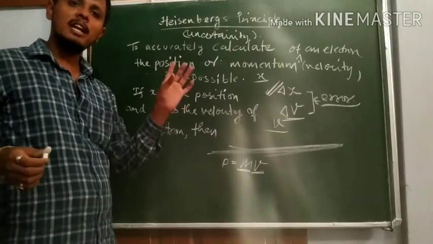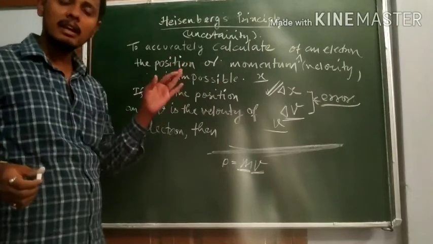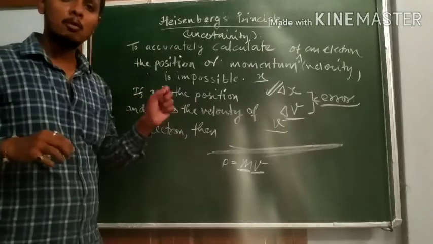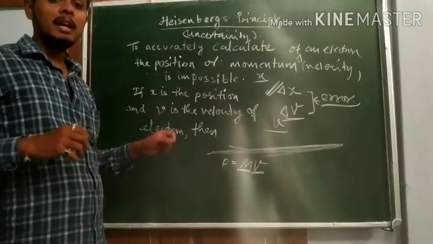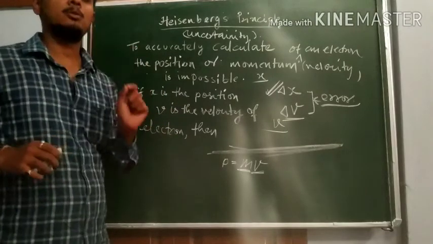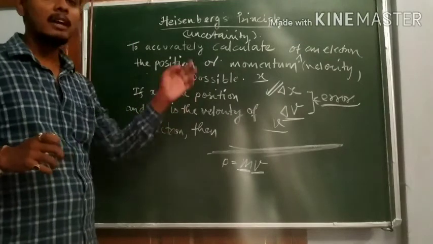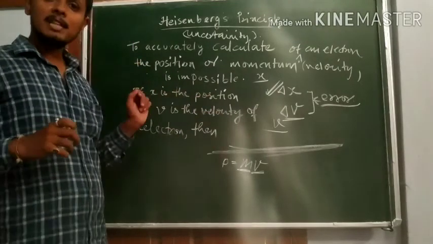That means for an electron, calculating position and velocity together is impossible. Whatever we calculate, we will find an error. So we will try to check how to calculate the errors and what the physical explanations behind those errors are.